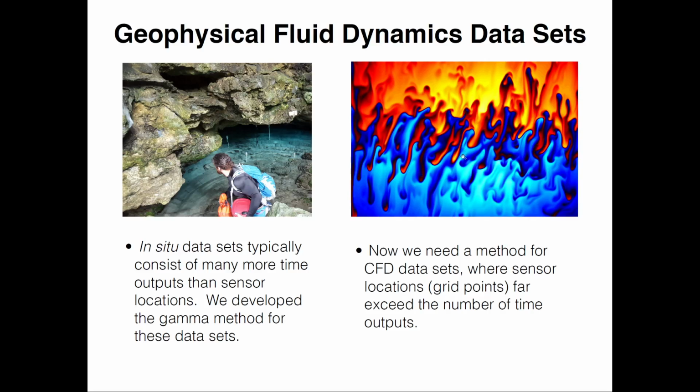We want to do the same thing for CFD data sets. So here's another nice CFD data set output, and it clearly has lots of spatial information, but we're going to look for time periods of interest now in CFD data sets, and we need a different method than the gamma method. In these cases, the data set is such that there is way more spatial information than there is time information. So we need a different method from the gamma method.